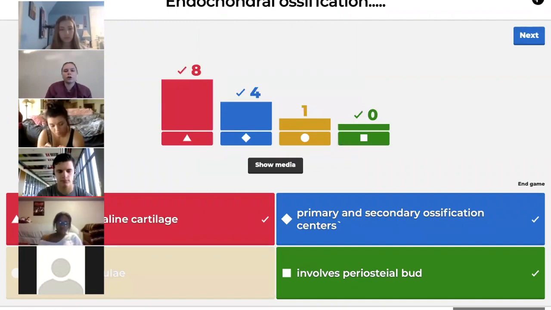Okay, cool. So it forms from hyaline cartilage. It has primary and secondary ossification centers. So intramembranous only has one, but endochondral has two, and then it involves that periosteal bud that forms in the middle of that bone when it's hyaline cartilage.